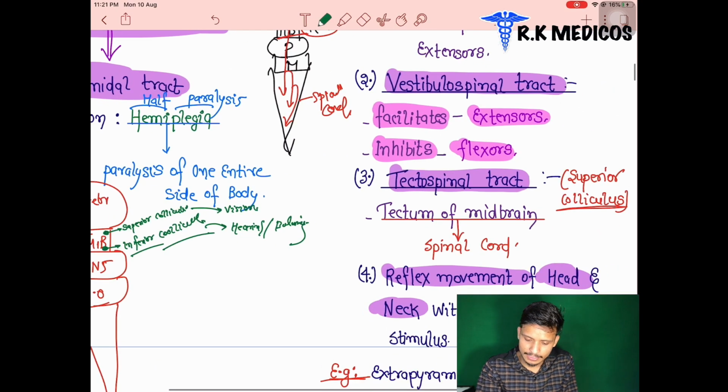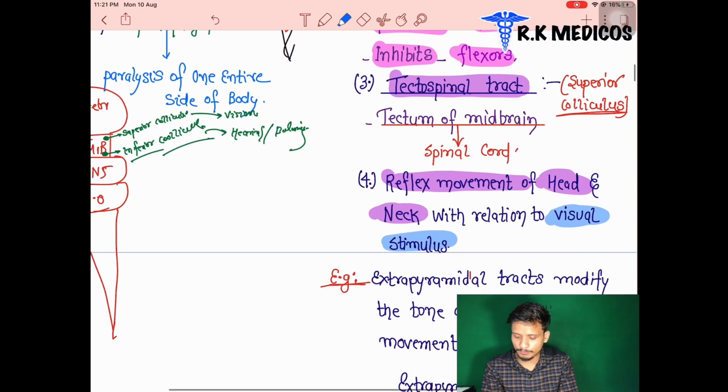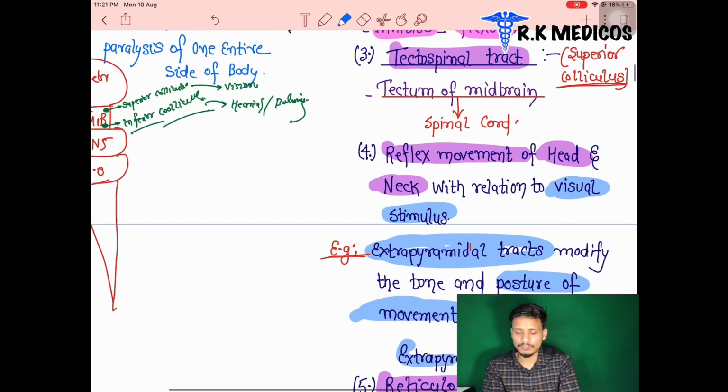Now the third one we can see here: the reflexes from the head and the neck region in response to visual stimuli are regulated by the extrapyramidal tract, modified only by posture and movement. That is, extrapyramidal lesions are regulated here. It's not so important. But next, the fifth one, we can see the reticulospinal tract.